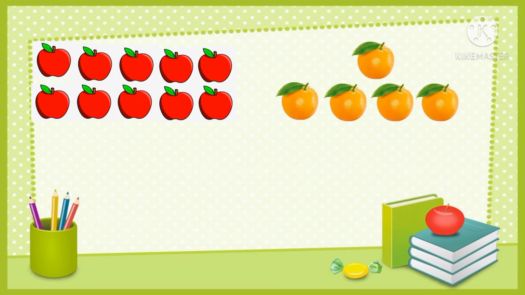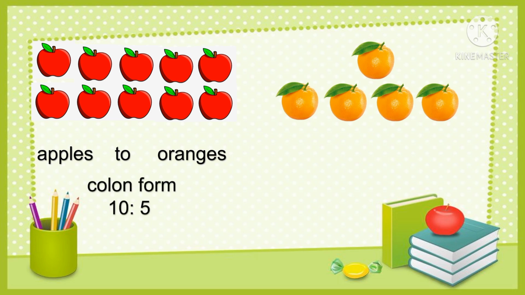Let's have another activity. As you can see, there are 10 apples and 5 oranges. First, let us find the ratio of apples to oranges. The ratio of apples to oranges is 10 is to 5 in column form and 10 is to 5 in fraction form. Notice that both terms 10 and 5 have common factors. Remember, always reduce your answer to lowest term.